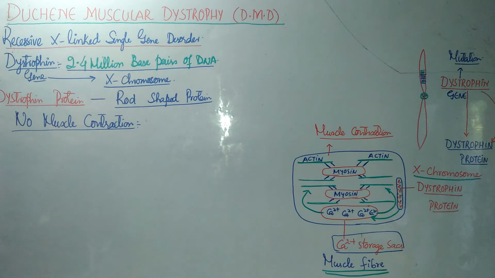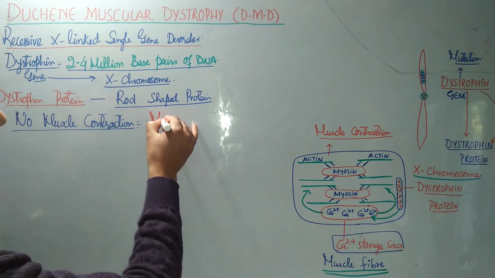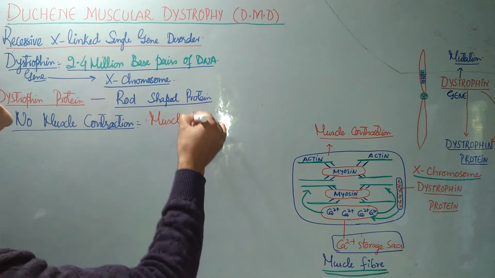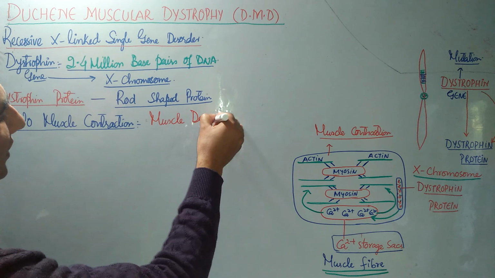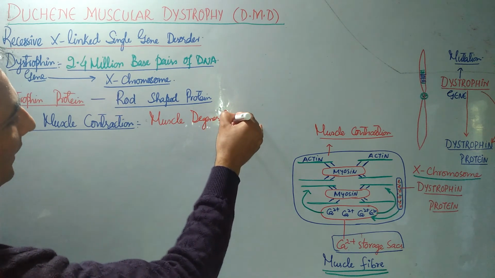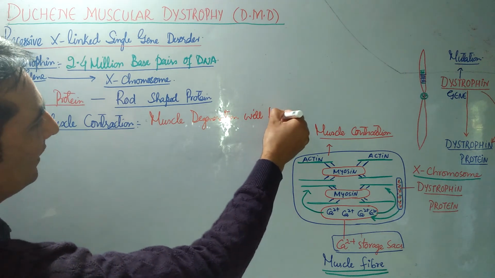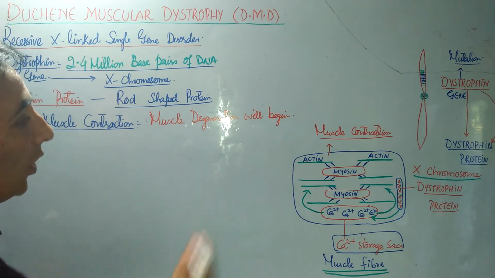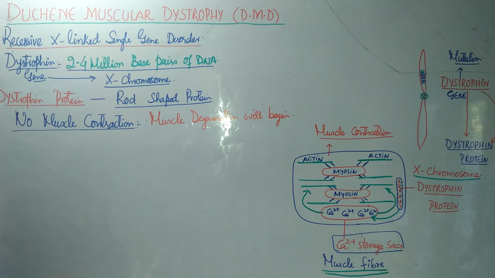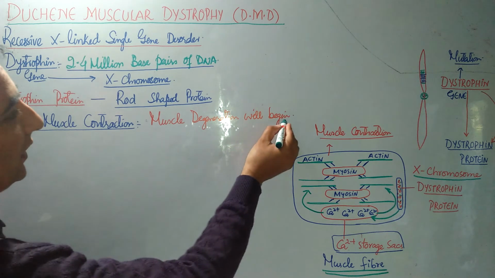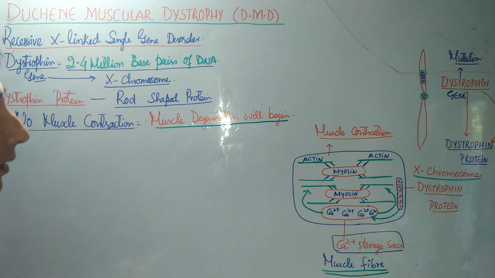As a result, no muscle contraction will occur, and the process of muscle degeneration will begin. You all know that a muscle develops and grows only when it undergoes contractions and relaxations. When it doesn't undergo the contraction process, it will mark the beginning of muscle degeneration.